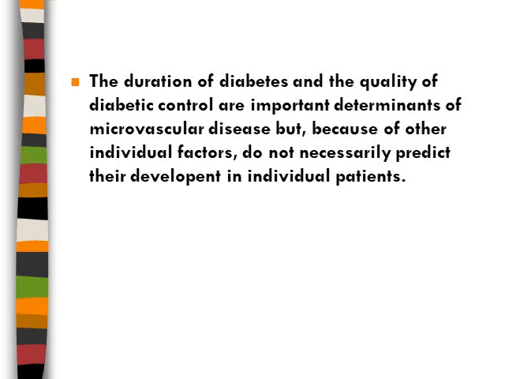If a person has a family member who develops retinopathy early, there are chances that retinopathy will develop in this patient earlier as compared to other persons in whom the family history is not present. So there are certain factors other than duration of diabetes which may also take part in the development of the disease. Duration of diabetes is definitely important, and so is quality of diabetic control, but it doesn't mean that they are the sole determinants of the development of microvascular disease.